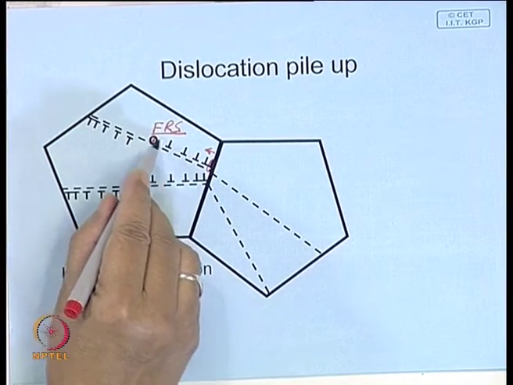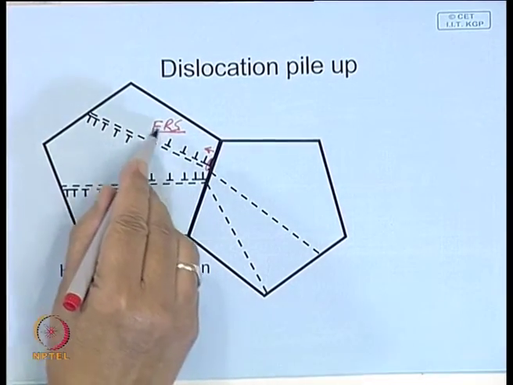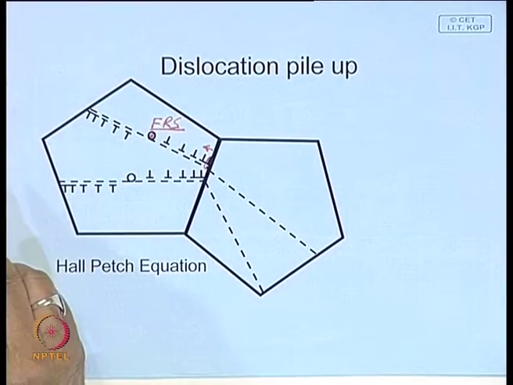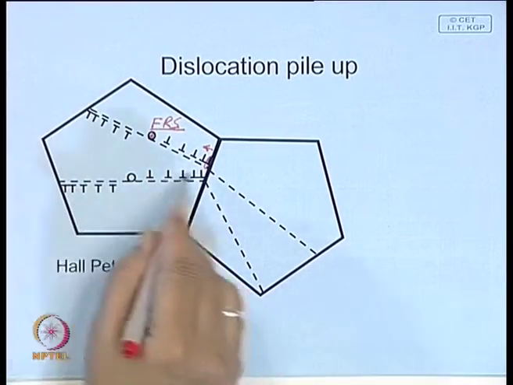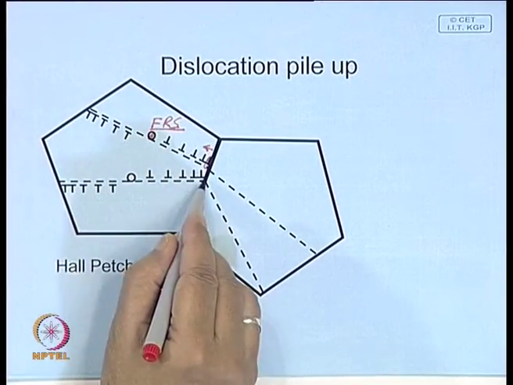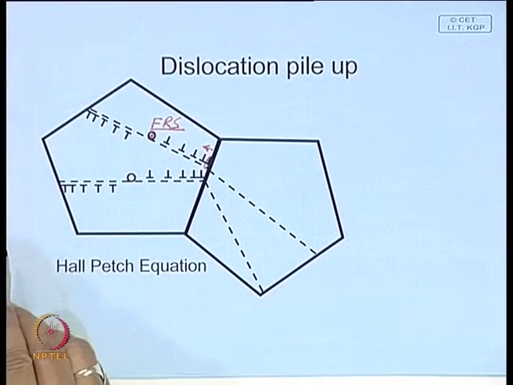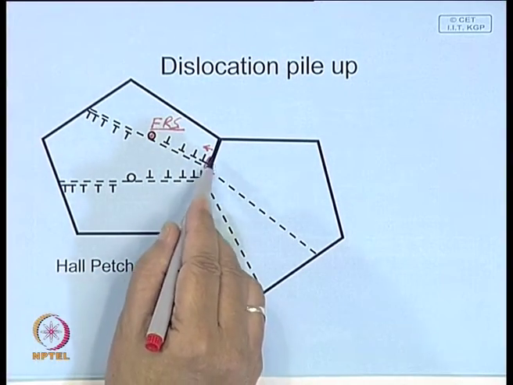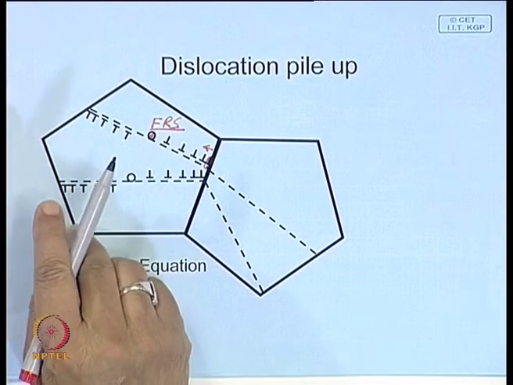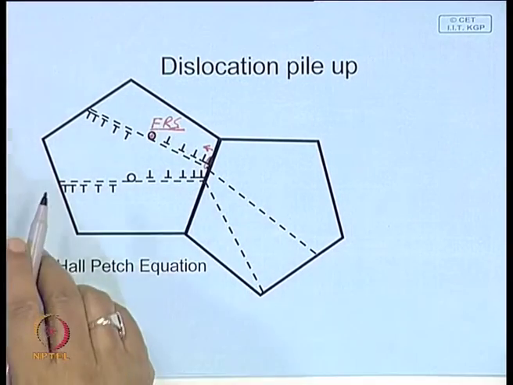Now, the question comes up, how many dislocations can get piled up within a grain, on this particular slip plane? In a particular grain, there will be multiple such slip planes, and shown over here is another slip plane. So, here also a pile up has formed. Now, the question is, is this pile up stable, or can it cross the grain boundary as well?